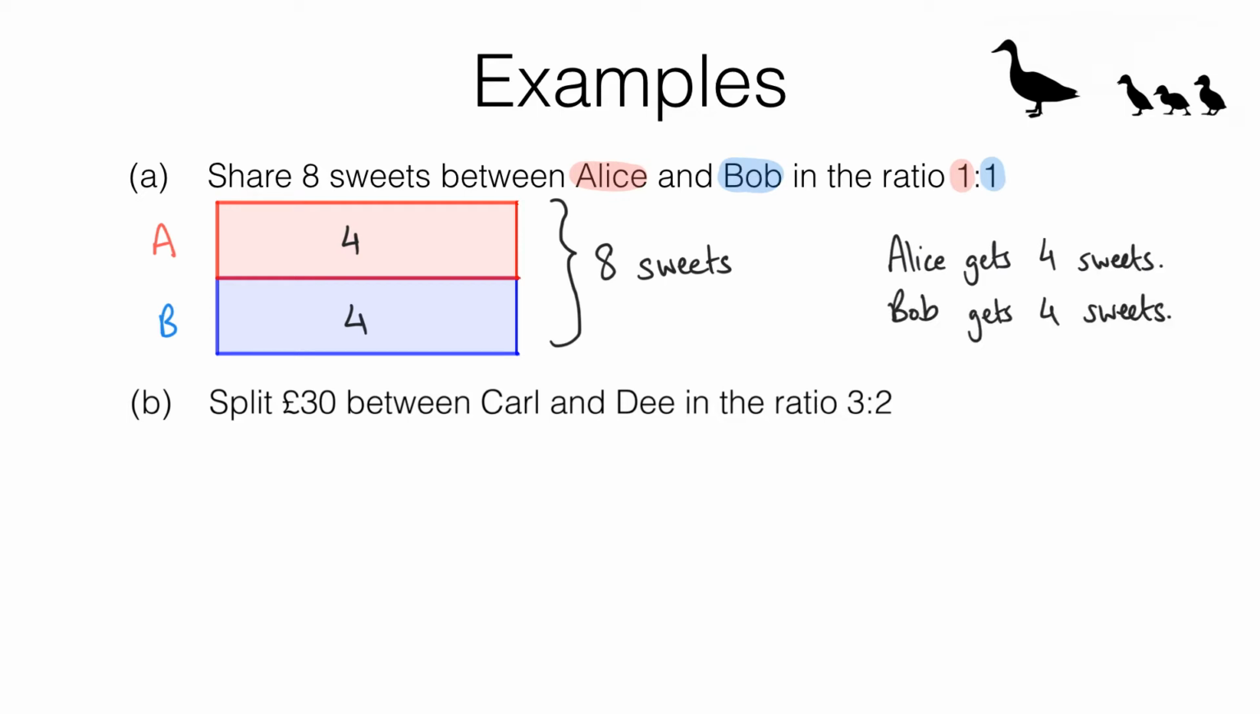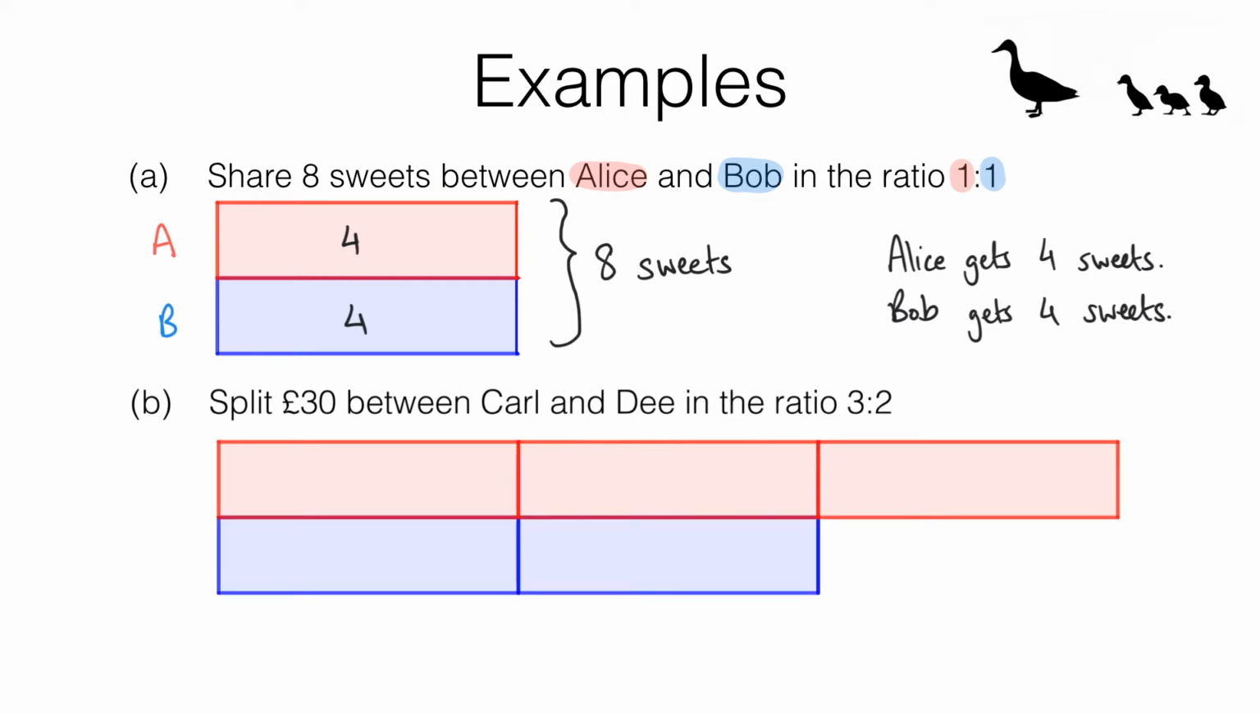Let's take a look at the next question. This time we need to split £30 between Carl and Dee in the ratio 3:2. Notice this time that we're not going to give Carl and Dee equal amounts. The ratio 3:2 means that Carl is actually going to get more than Dee. Let's see how this looks on a bar model.